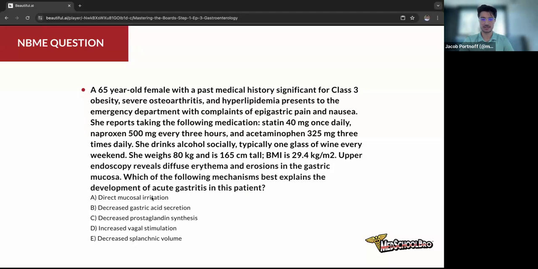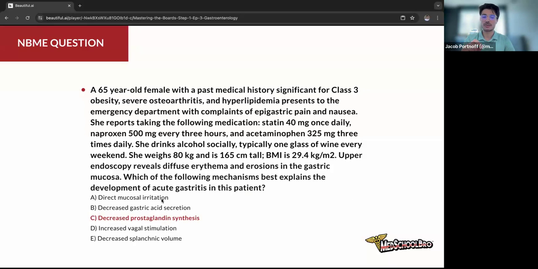Actually, let's talk about this for a second. So the correct answer is going to be C, but let's go one by one, and then we're going to dive into the physiology and the pathophysiology here. Direct mucosal irritation, guys, you're thinking chemical gastritis, okay? That can be through medication or that can be through alcohol.